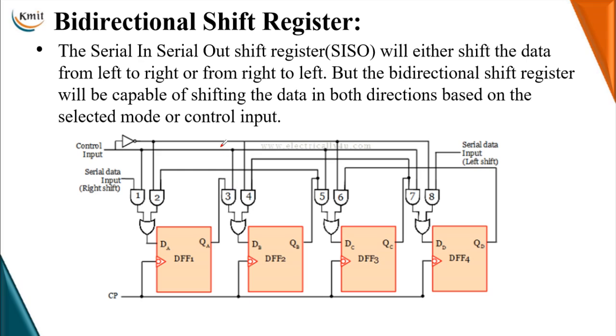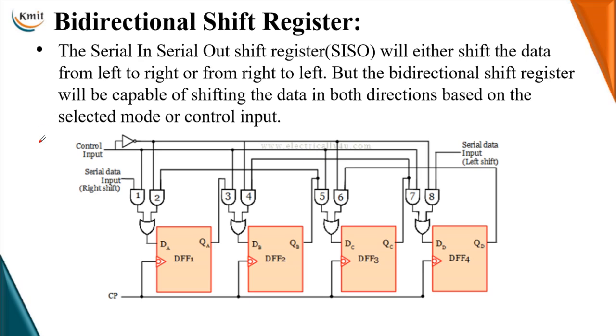So here the third AND gate input is connected to the control input, the fourth AND gate input is connected to the complemented control input, the fifth AND gate is connected to the control input, and the sixth AND gate has one input connected to the complemented control input. In the same manner, the seventh AND gate input is connected to the control input, and the eighth AND gate input is connected to the complemented control input. Simply here, I have given it as a control input, but we will name this.